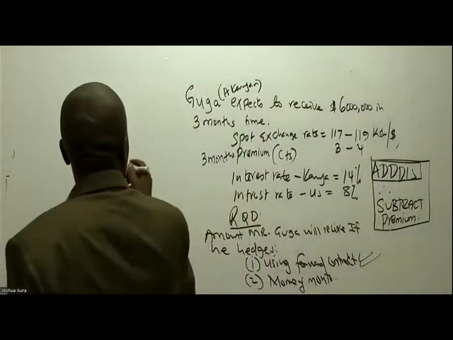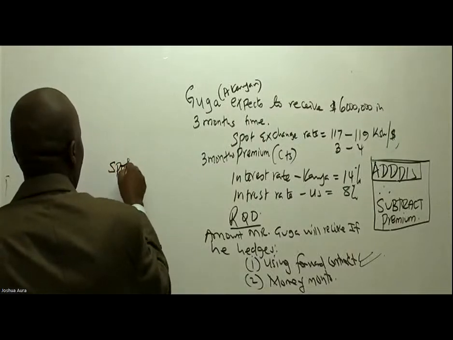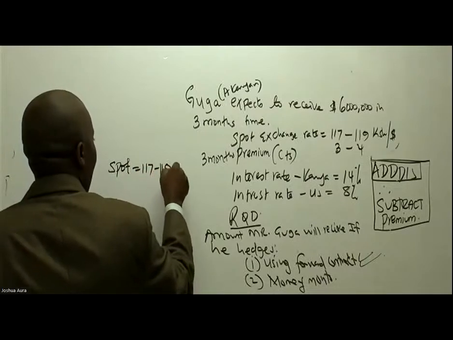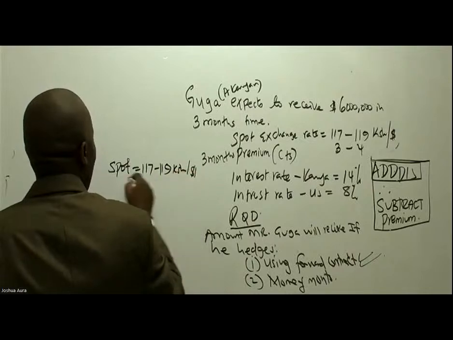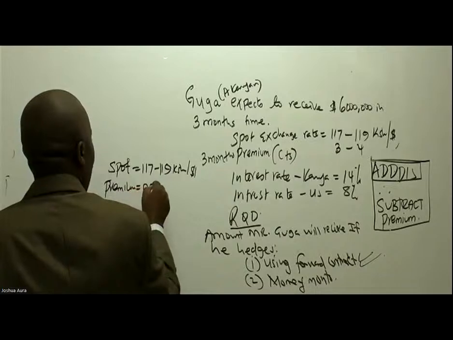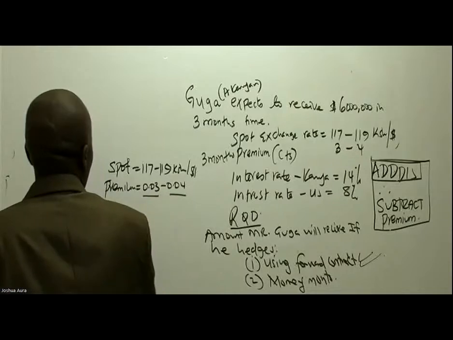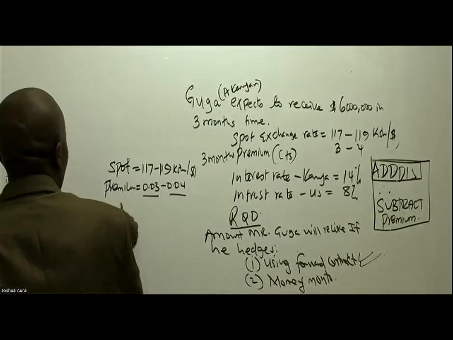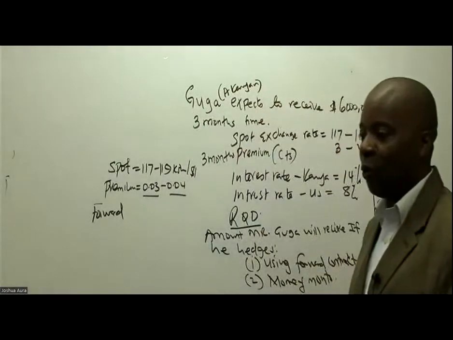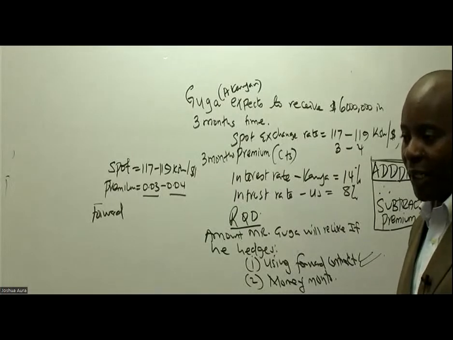So then come and give us here, we have our spot, which is 117 to 119 Kenya shillings per dollar. And then now we have our premium, which is 0.03 to 0.04. So we are subtracting now to be able to get the forward. Could you kindly give me this forward, 117 minus this? I hope you guys are seeing where I'm getting 0.03 from. Because they are cents, we must divide them by 100.